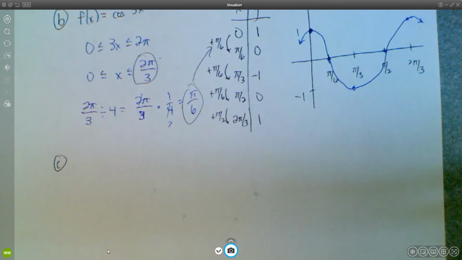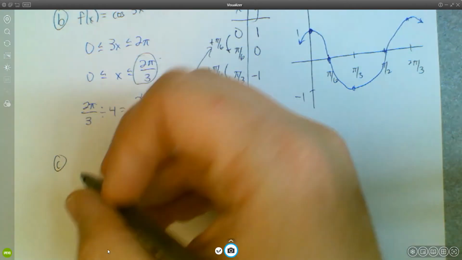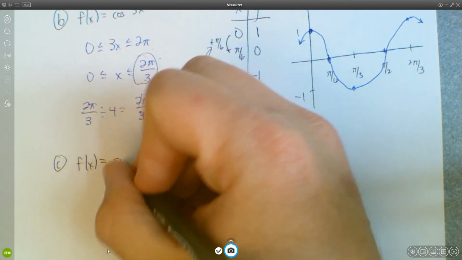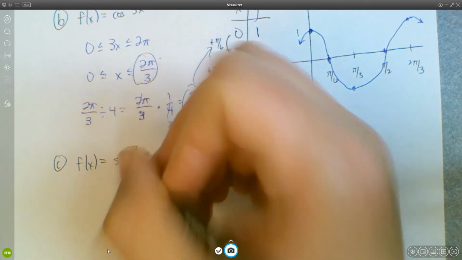Okay, so let me give you one more. So I'll let you work on this one. Go ahead and pause the video and see if you can do sine of 2/3 x.